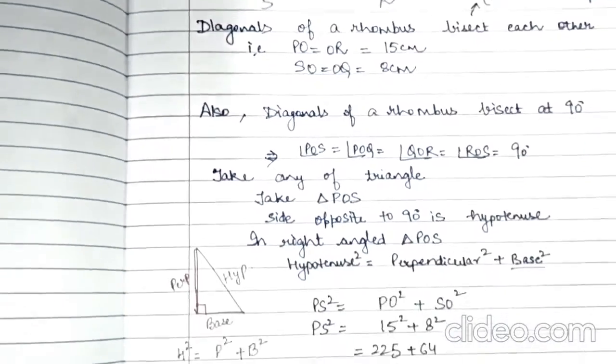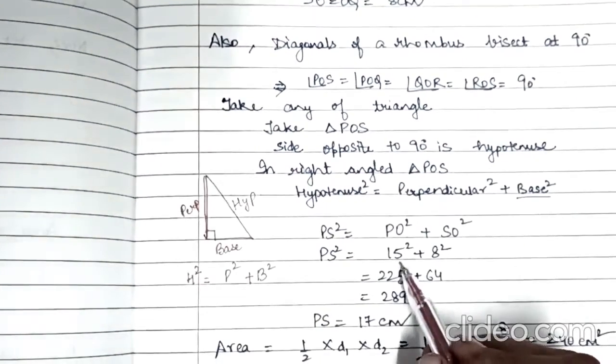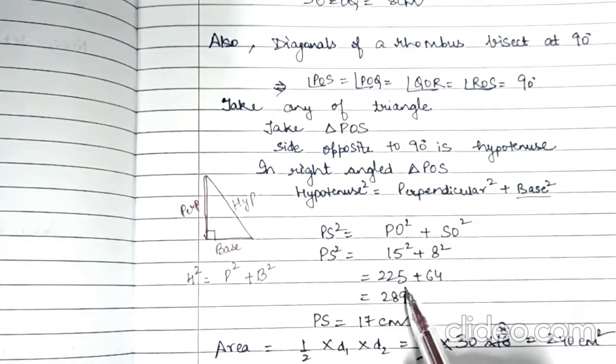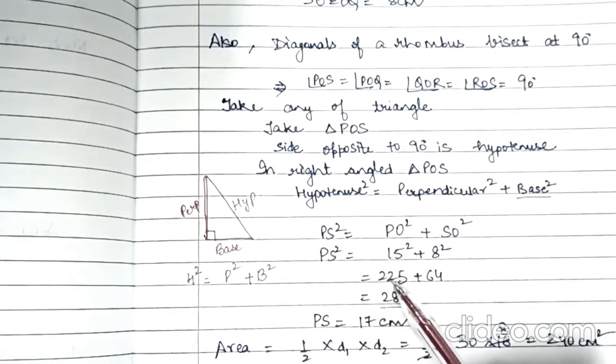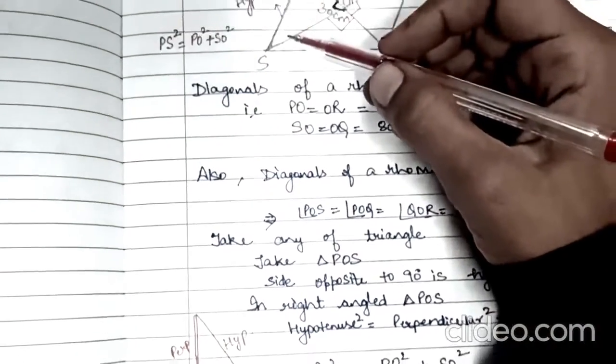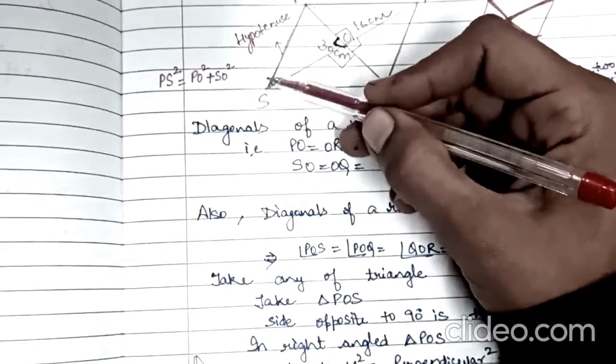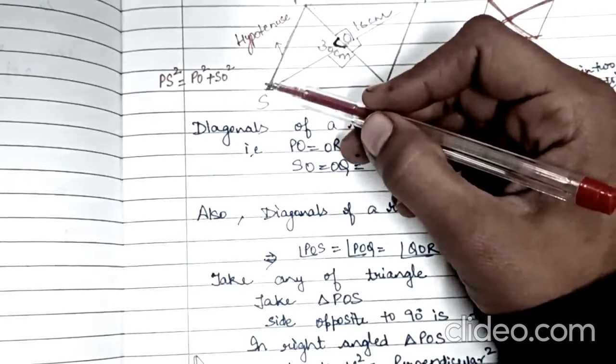So by putting the values, we get 15 square plus 8 square, that is 225 plus 64 gives us 289. Now which number square gives us 289? That is 17 centimeter. Now children, we got the side of the rhombus. Now area of a rhombus is asked.